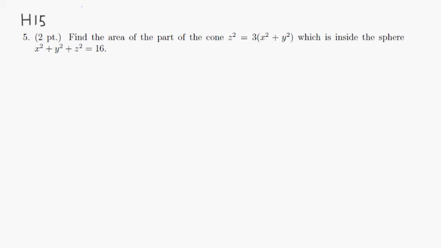Okay, let's look at homework 15, problem number 5. So we want to find the area of the part of the cone z squared equals 3 times quantity x squared plus y squared, which is inside the sphere x squared plus y squared plus z squared equals 16. All right, so let's draw a picture.